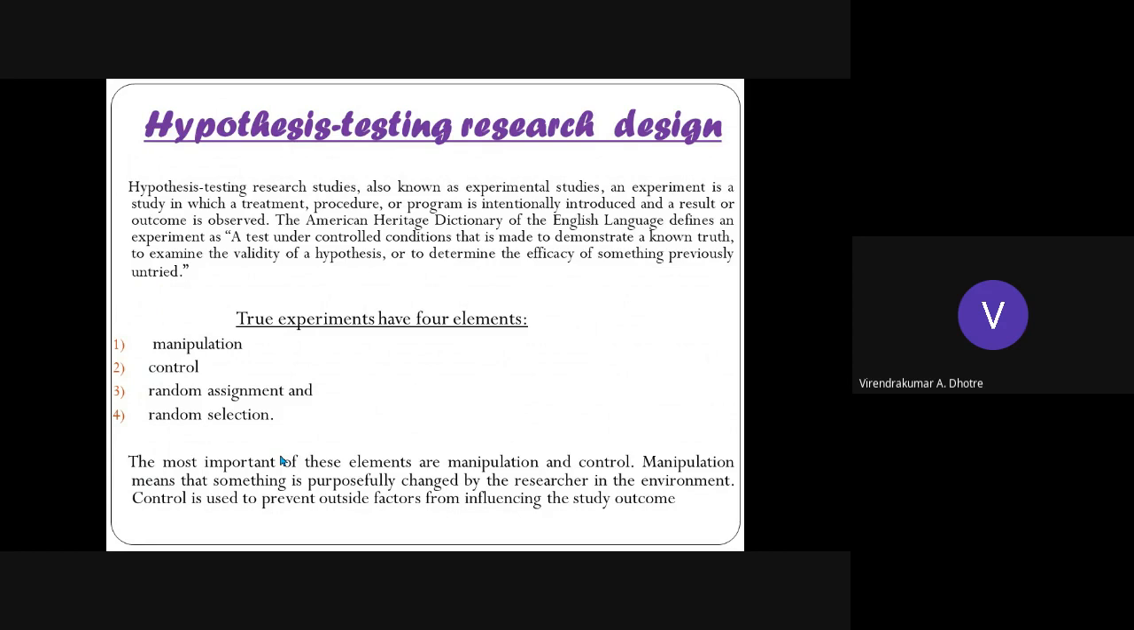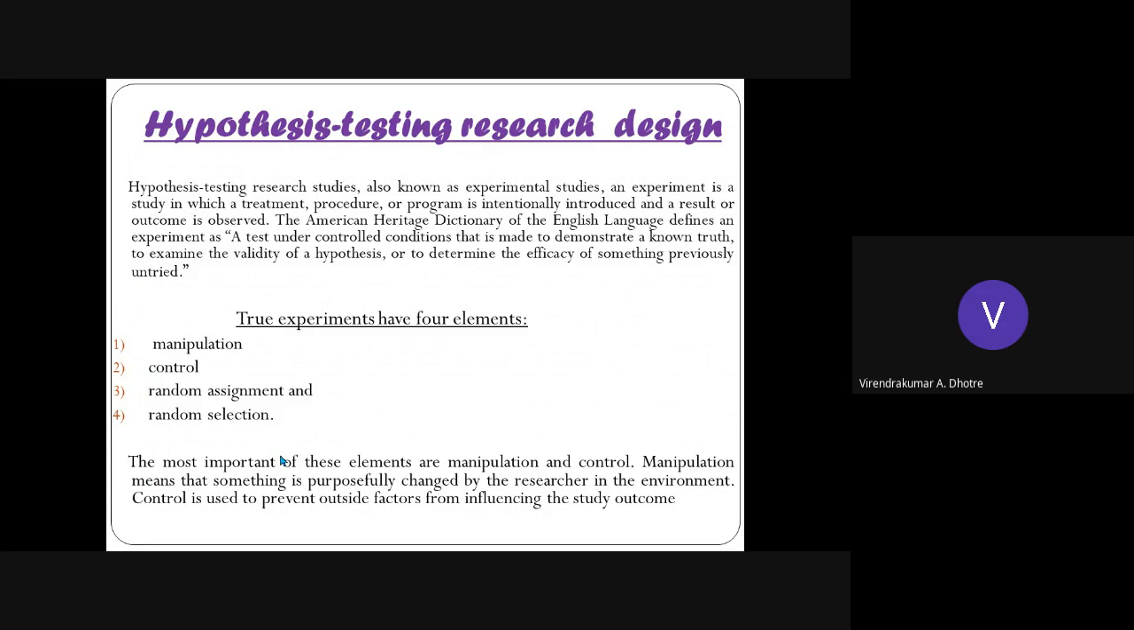True experiments have four elements: manipulation, control, random selection and random assignment. We can select random samples, we can assign randomly, and we can apply the control to whom, as in the previous case, like who will listen to the music and who will not. So we are applying control and manipulation. Out of these four elements of experiments, two are very important, and those are manipulation and control.